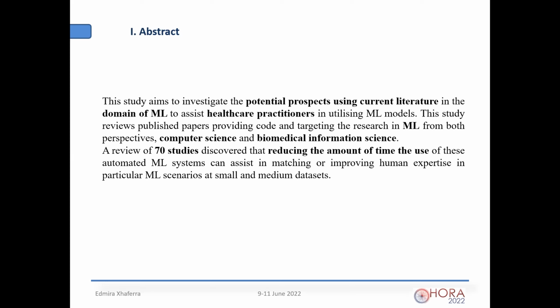Even though there is significant work done in the domain of machine learning for healthcare, further work is required for the extensive adoption of machine learning in the healthcare department.